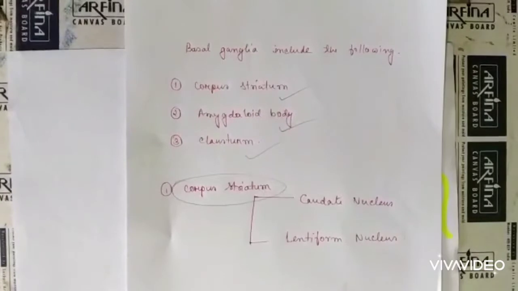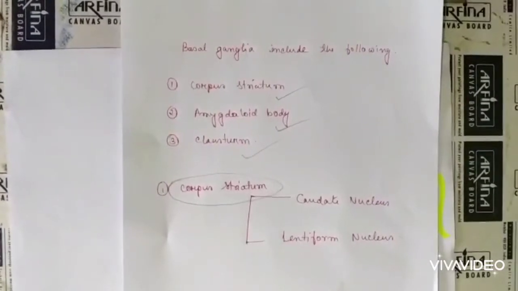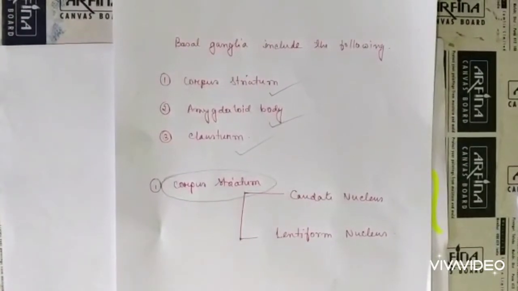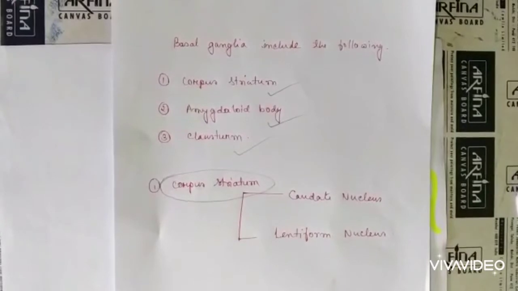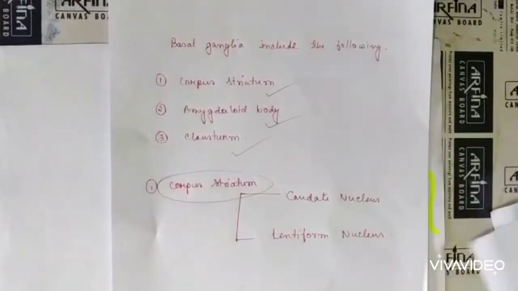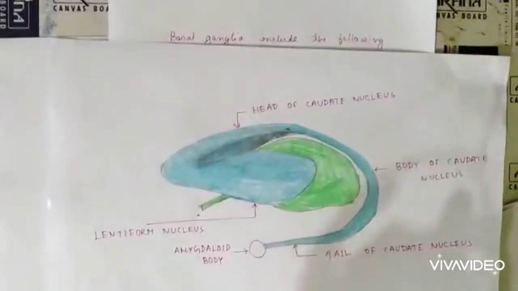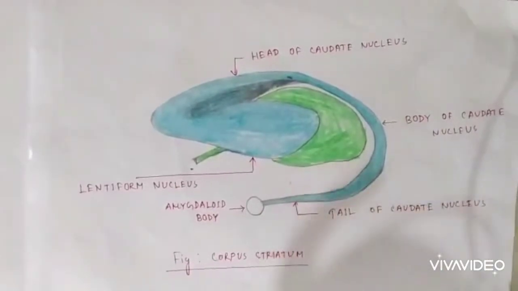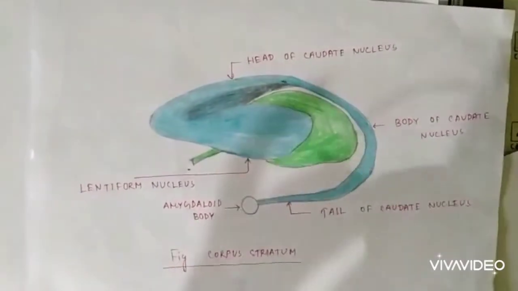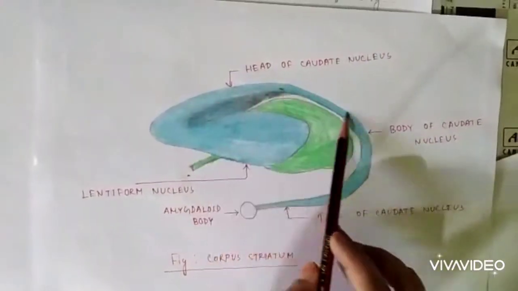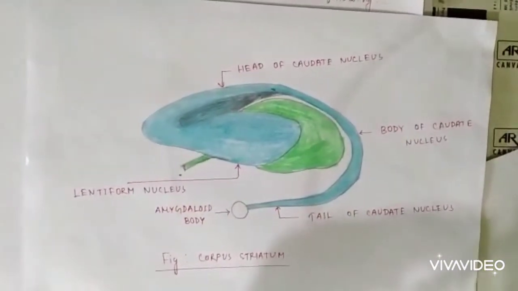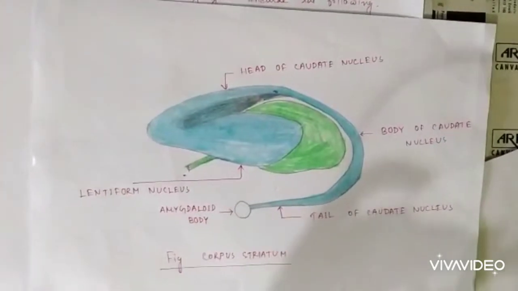These two nuclei, the caudate nucleus and the lentiform nucleus, are interconnected by a few bands of grey matter below the anterior limb of the internal capsule. This is the figure of the corpus striatum. The shape of the corpus striatum is C shape, and it is surrounded by the lateral ventricle and lies lateral to the thalamus.